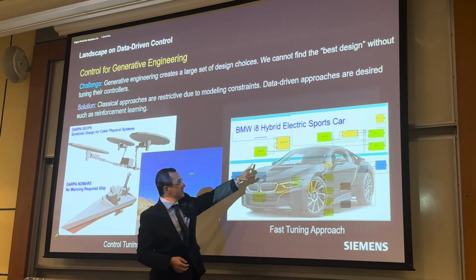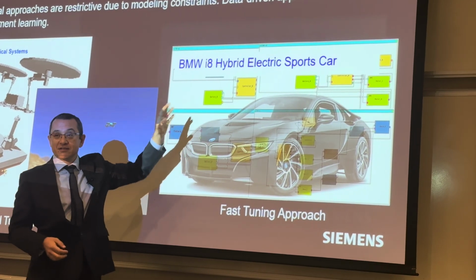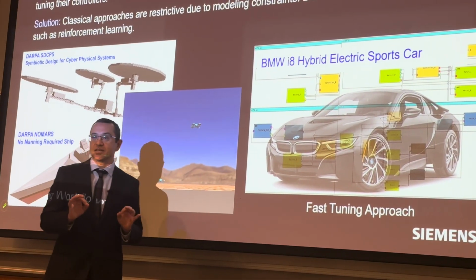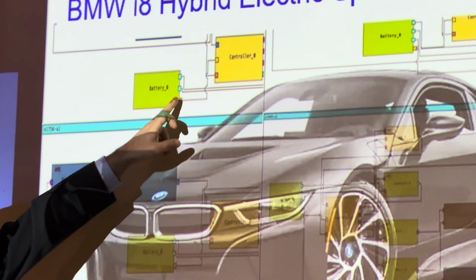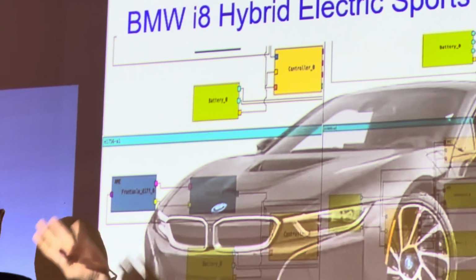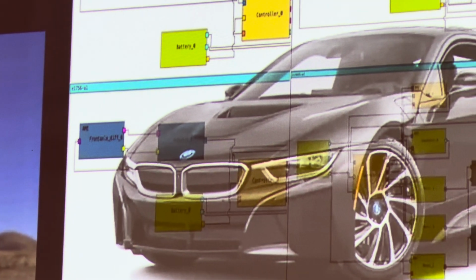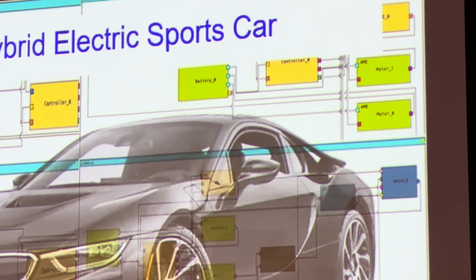Essentially, these are the components, and you can see that you can define ports. They are not colored just for fun. They have different functionality and purposes, which is why they are labeled in different ways. So, for example, you cannot connect one to another, etc. And you can define all these constraints in a computer language way. So that is fine. Here, this is the i8 hybrid electric sports car.